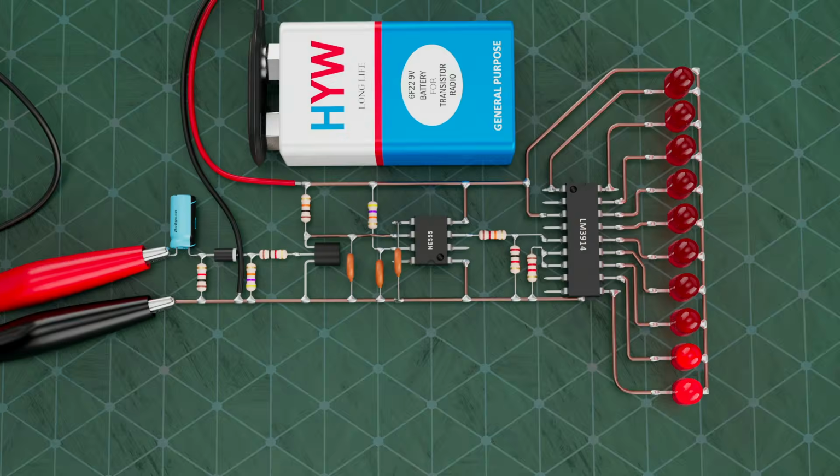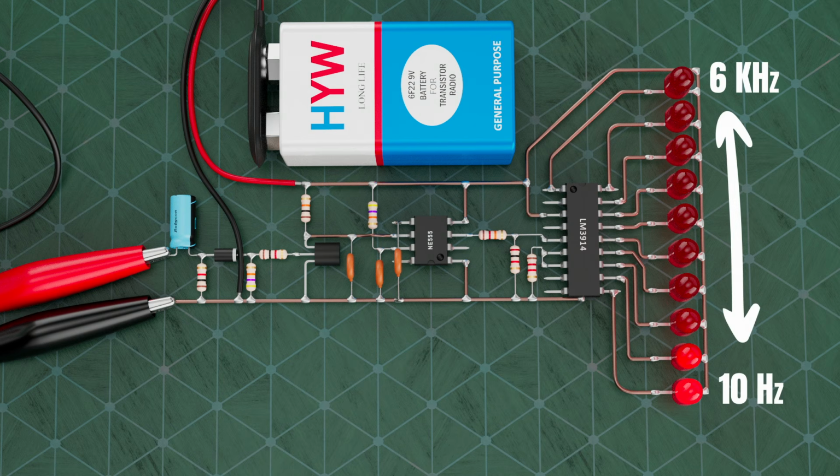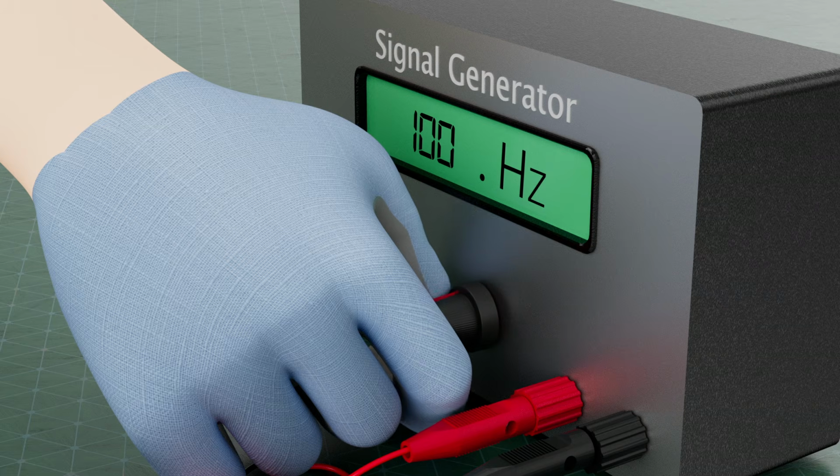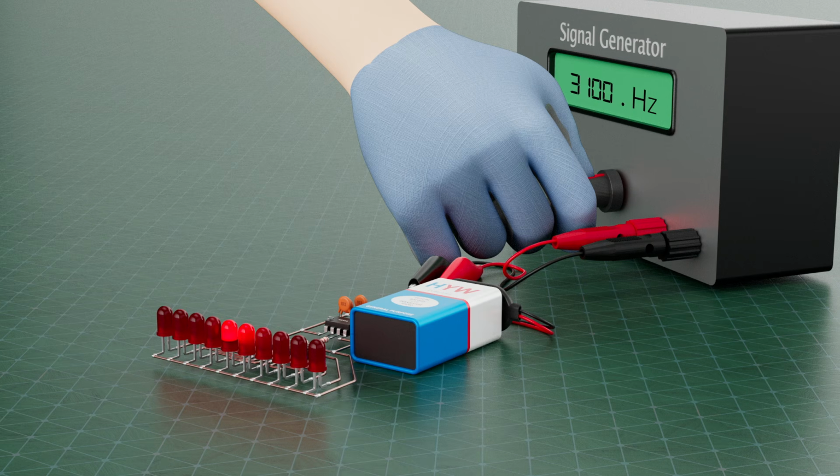So each LED roughly represents one step in the approximate 10 Hz to 6 kHz range, giving a quick visual feel of where your signal frequency stands. It's a clean, simple, and elegant way to visualize frequency.